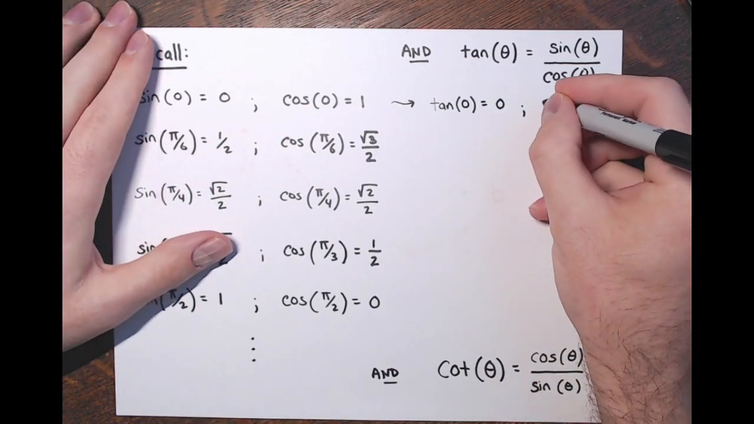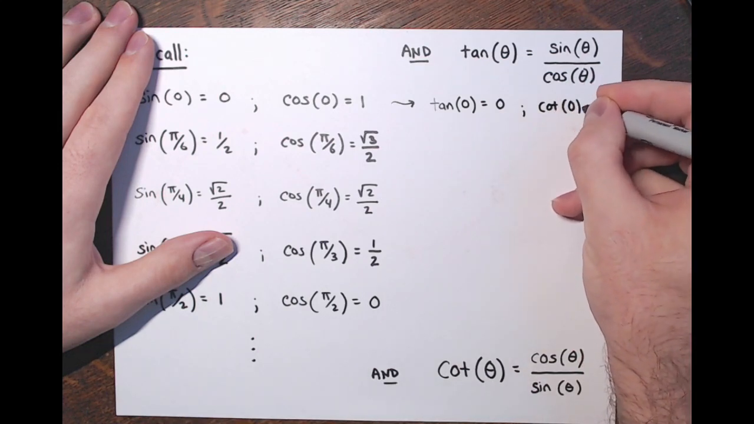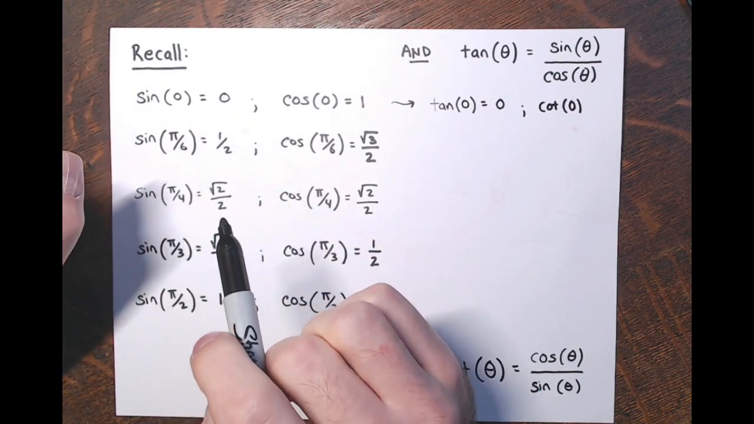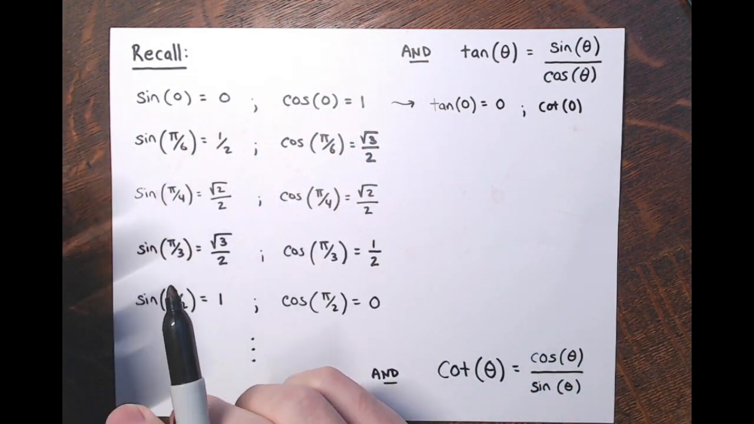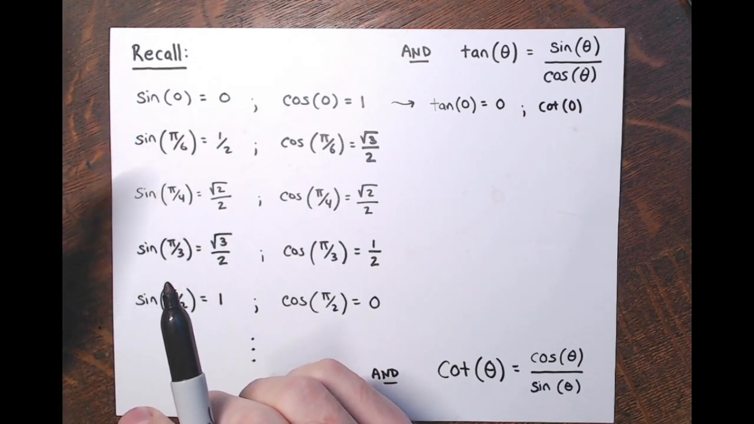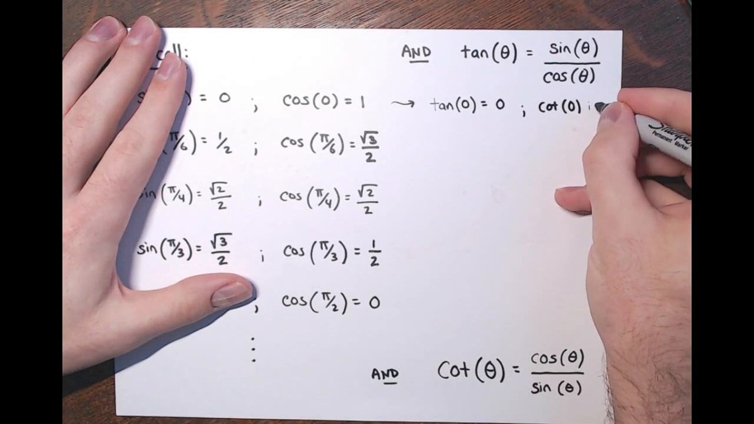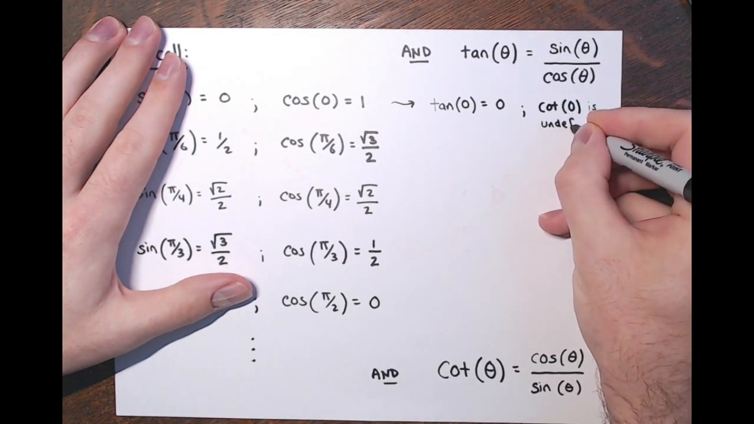And the reciprocal of that would be the cotangent. Now the cotangent of 0 would be 1 divided by 0. It's cosine divided by sine. 1 divided by 0. You can't divide by 0. So the cotangent of 0 is undefined. It has no value.